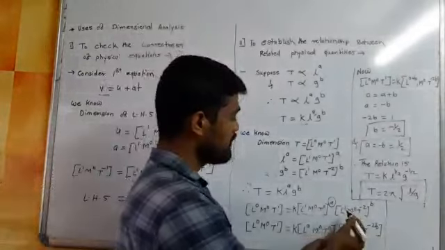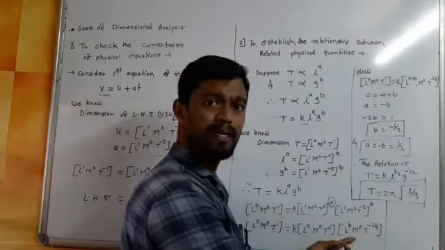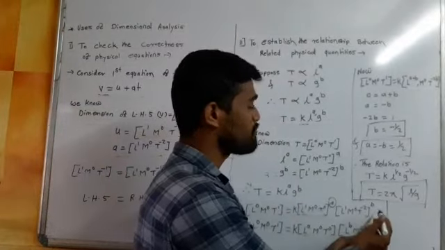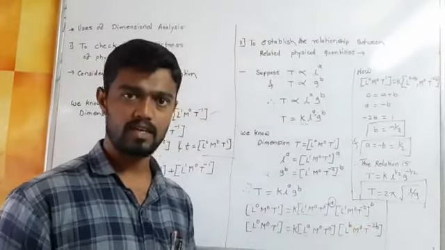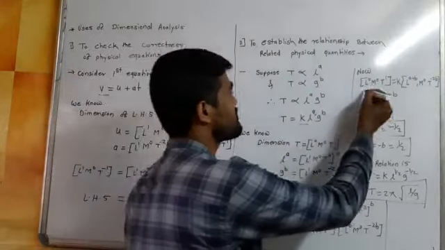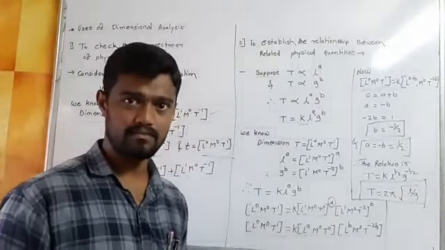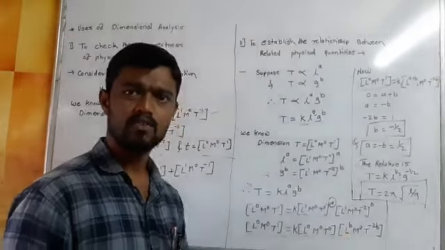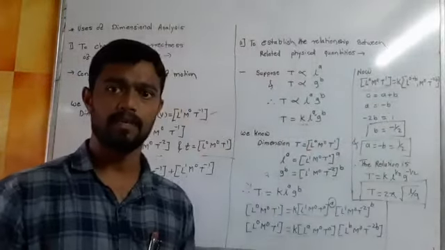Next, here L raised to 1, 1 into B is L raised to B. M raised to 0, 0 into B is 0, so M raised to 0. And T raised to minus 2 into B, we get T to the power minus 2B. So I just wrote it. Now LHS as it is, I put here. Just adding the L terms: L to the power A is here, L to the power B is here, so L to the power A plus B.